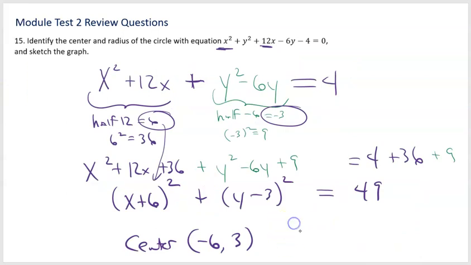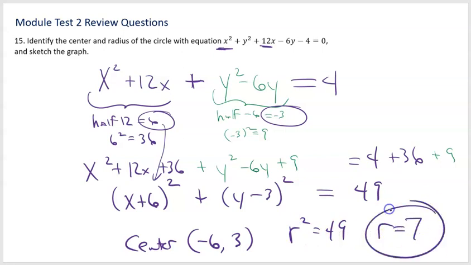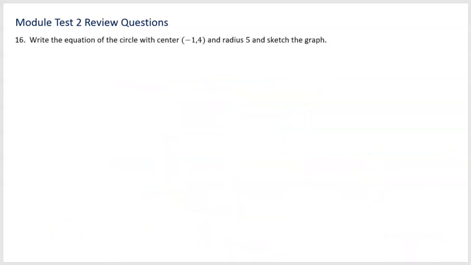So back down here, I also have my radius to figure out. And my radius, my r squared. So I have r squared is 49. You know what that means? R is 7. So there's my center, there's my radius. And this problem works backwards. Okay, write the equation of the circle with center negative 1, 4 and radius 5.